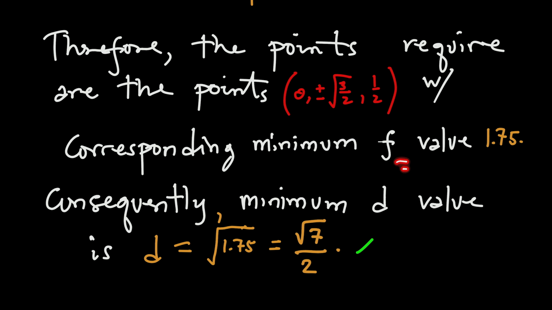However, notice that f is defined to be d squared. Hence, the minimum distance can be obtained by taking the square root of this value. And therefore, the minimum distance is the square root of 1.75, which is square root of 7 over 2.